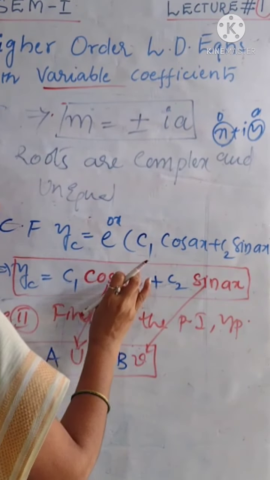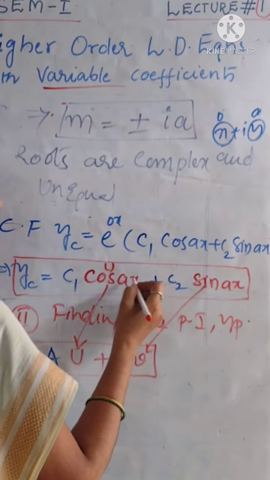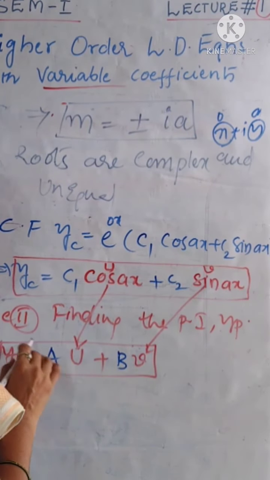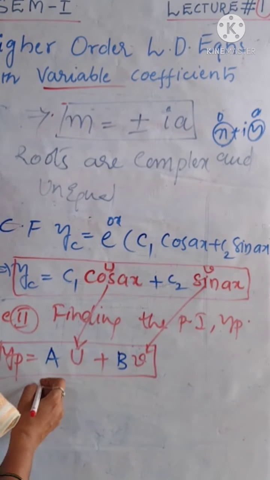Let us consider the coefficient of c1 as u and the coefficient of c2 as v. Then we have the format like this.